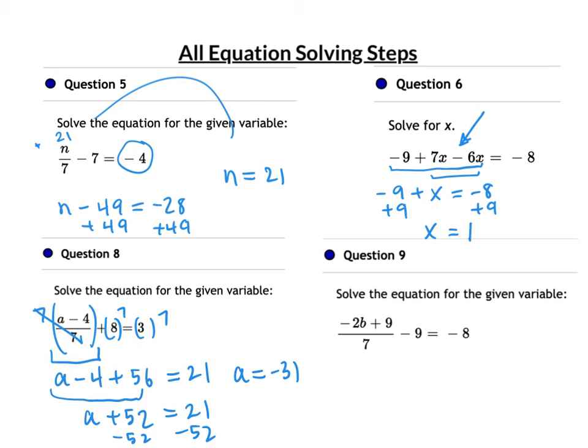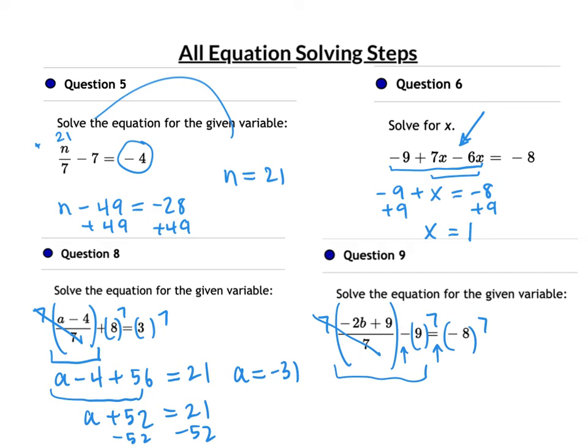For question 9, just like question 8, I'm dividing by 7. I need to get rid of dividing by 7, so I multiply by 7. Every term gets that 7. Terms are separated by addition, subtraction, and equals. So I'm multiplying both sides by 7. On this side, I had to distribute and take it to both terms.